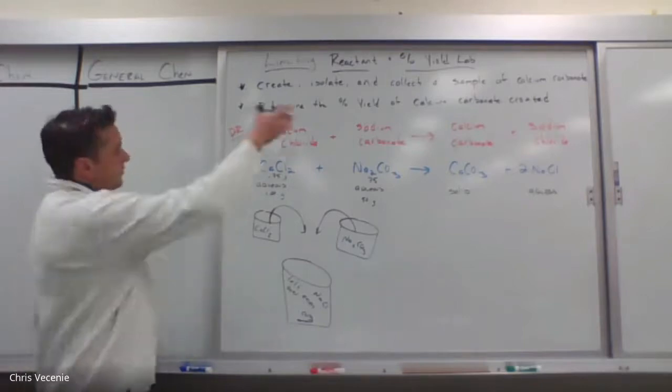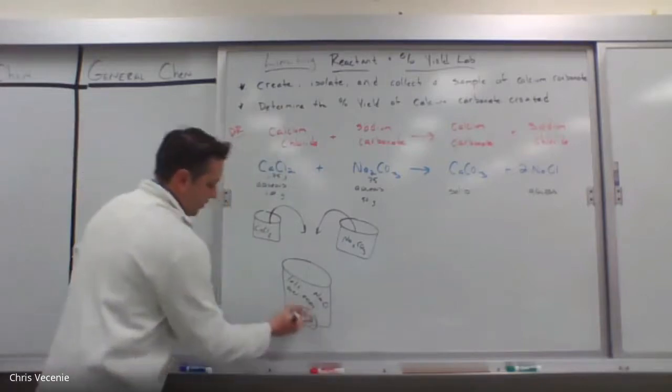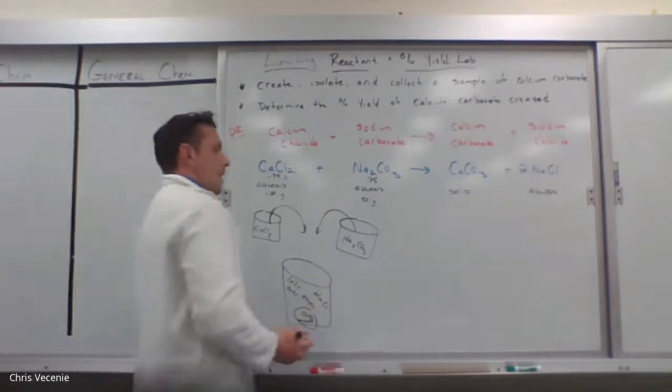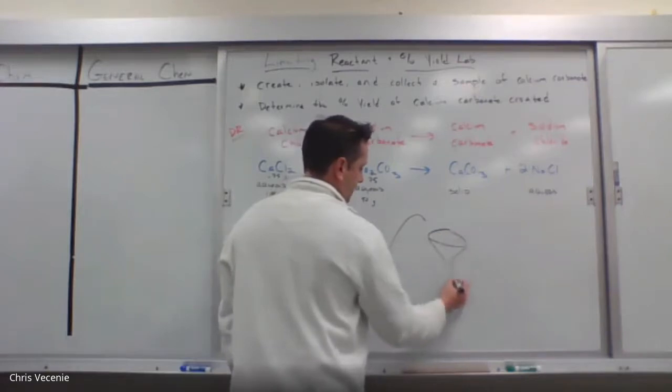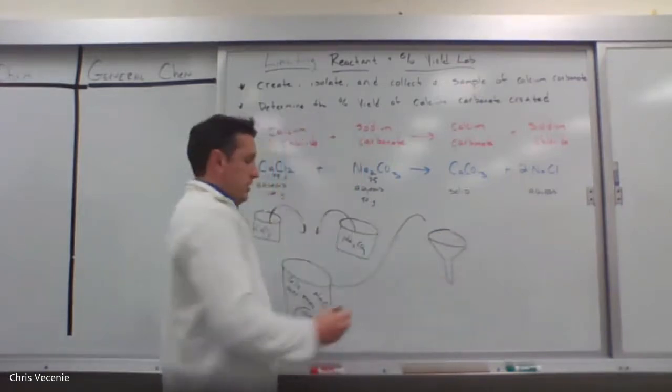Moral of the story is we have to isolate that CaCO3 solid. So what we're going to do is take what's in our beaker and dump it through a filtration system.